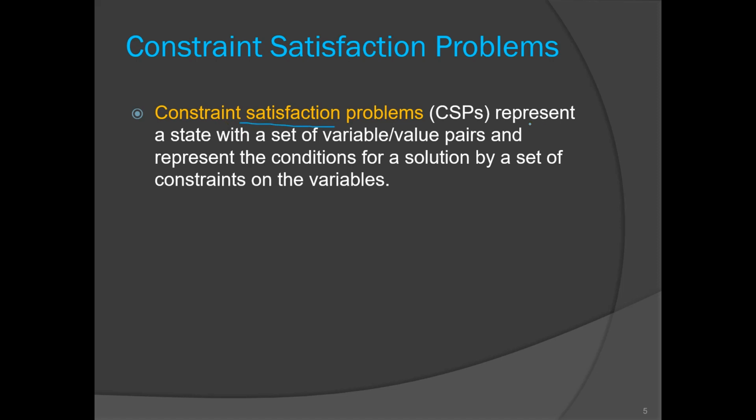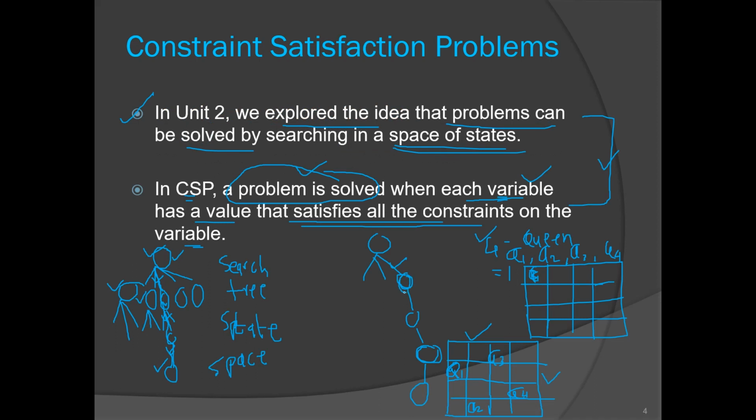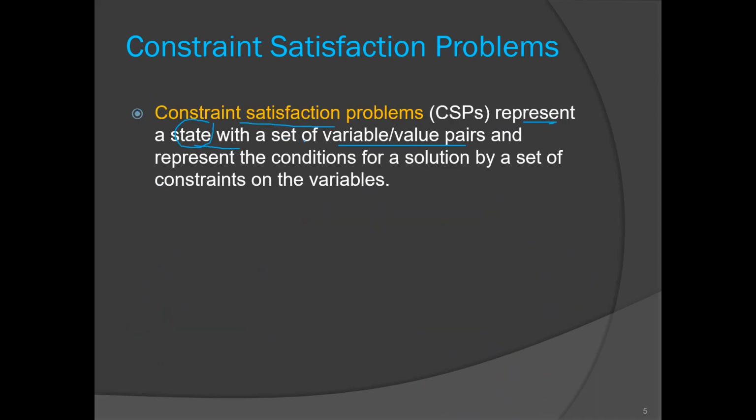So in CSP, we represent a state with a set of variable value pairs. Okay, so what does the state mean? The state of one particular node is represented by a set of variable value pairs, and we represent conditions for a solution by a set of constraints. All these variable value assignments should satisfy these constraints.